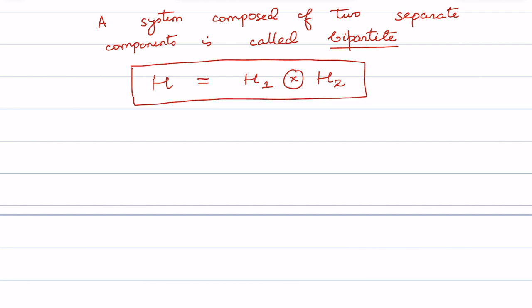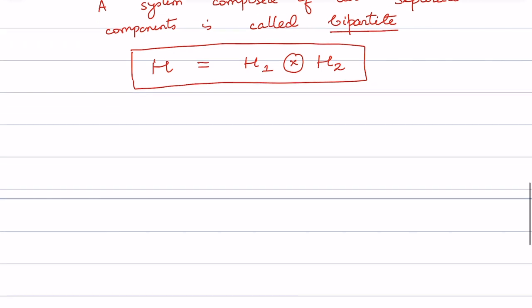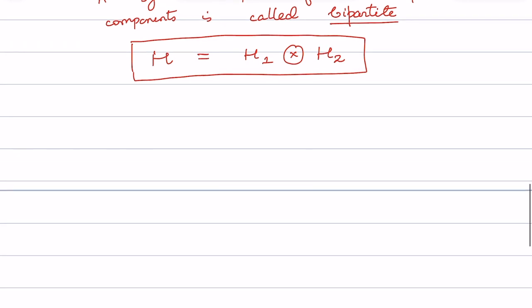Now, how to represent such a composite system? What about the state vector? Remember, as yet I am not talking about mixed states, I am still talking about pure states. So how to represent such a composite system? If it is pure, it can be represented by a state vector, and the representation will be like this, and I will explain it.